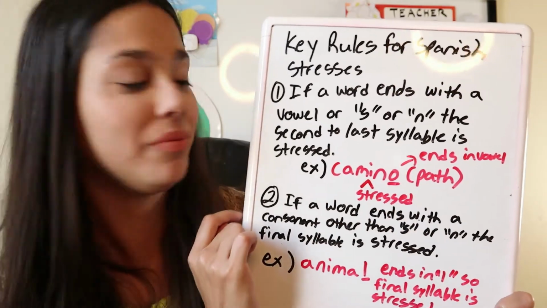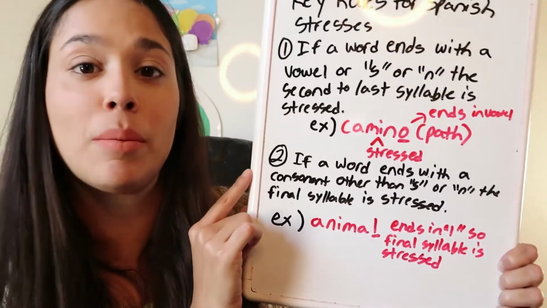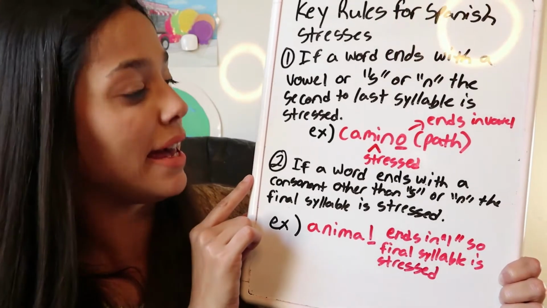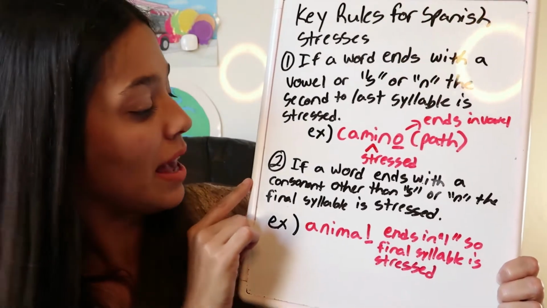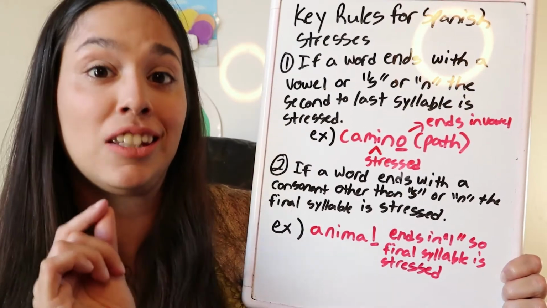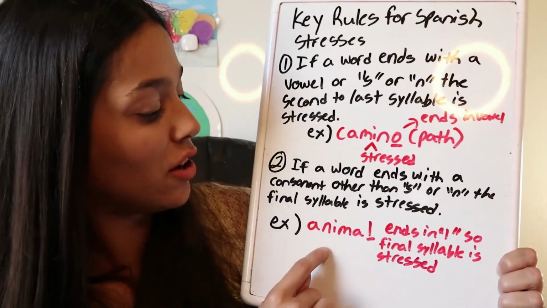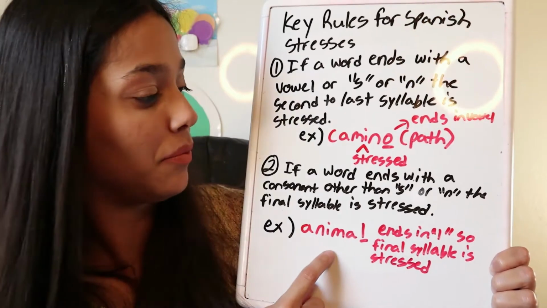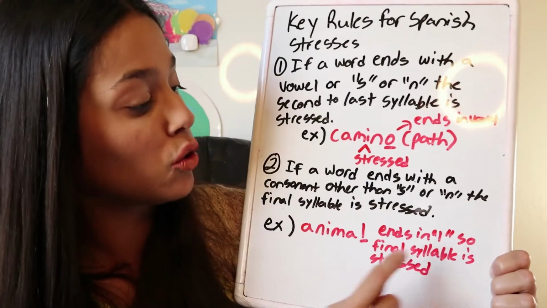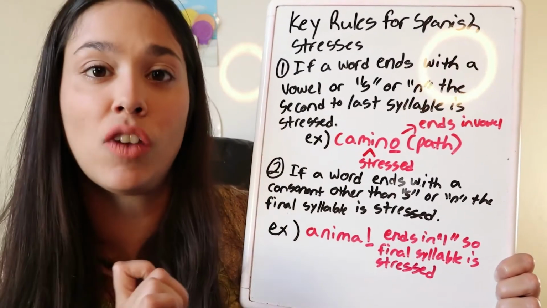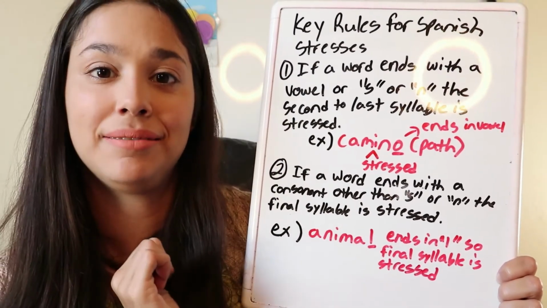Camino. The next rule to remember, if a word ends with a consonant other than S or N, then the final syllable is stressed. Let's look at our example. Animal, which means animal. It ends in the letter L, so the final syllable is what is stressed. Animal. Great job! Now we will review breaking the Spanish stress rules when using Spanish accent marks.